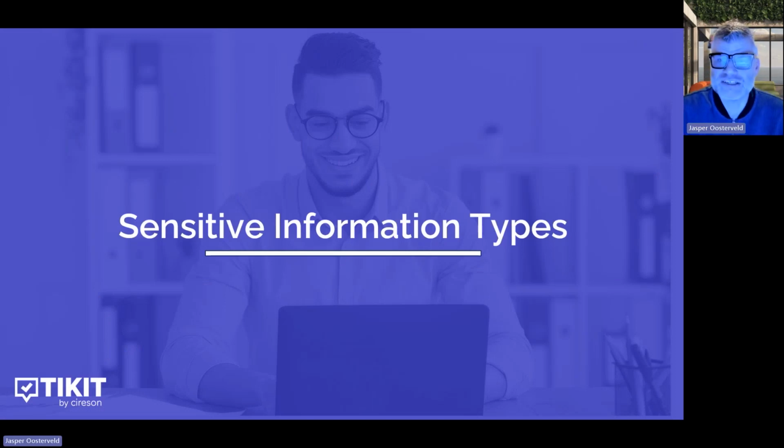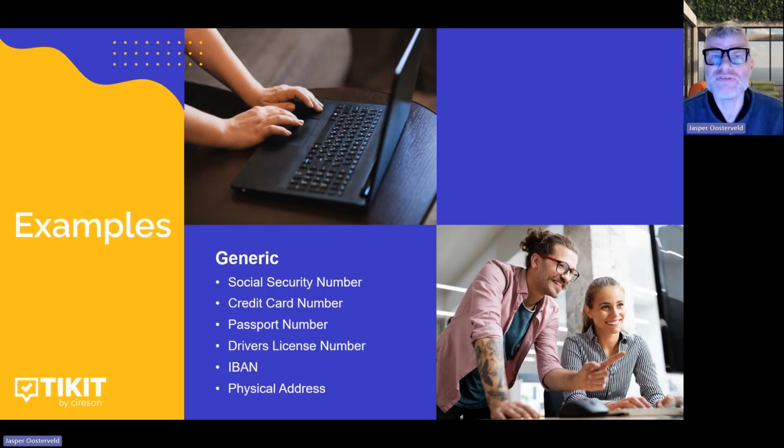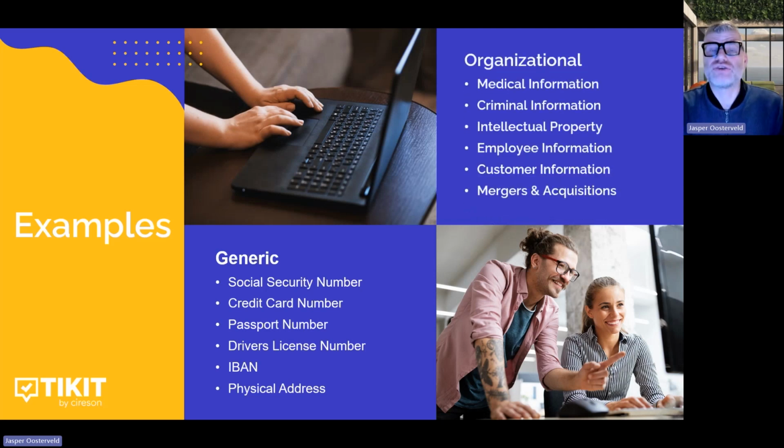But if we look, for example, at sensitive information types, there's a couple of examples. On the left bottom, you see the generic ones, right? Social security number, from a driver's license number to a physical address. So these are often the most common sensitive information types within your organization. But there can also be specific ones just applying to you as an organization. You can, for example, have medical information, or you have intellectual property, or maybe you do a lot of mergers and acquisitions. That is specific organizational sensitive information for your organization.